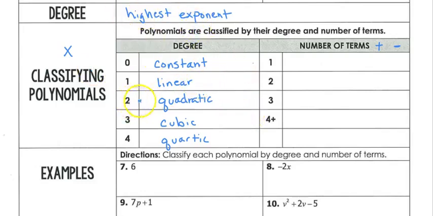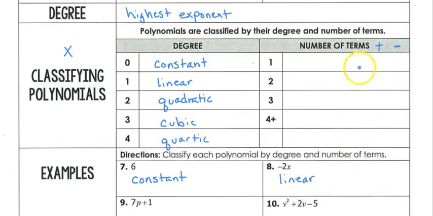If the highest exponent is 2, it's quadratic. If the highest exponent is 3, it's cubic. And if the highest exponent is 4, it's quartic. So like number 7 here, it's just a number, so that is constant. Okay, whereas this one, negative 2x, that highest exponent is 1, so this would be linear.